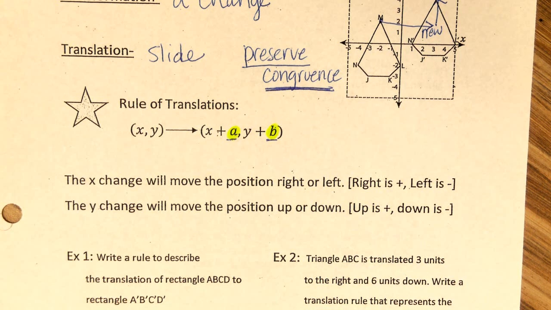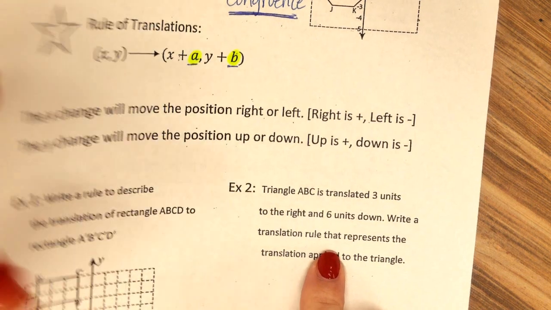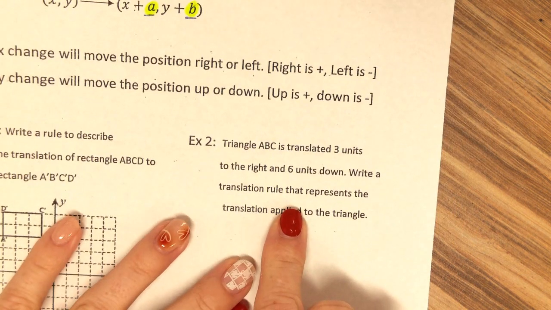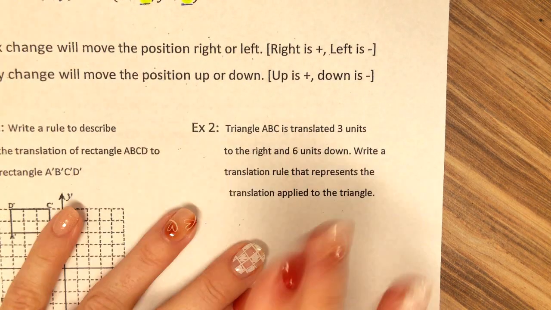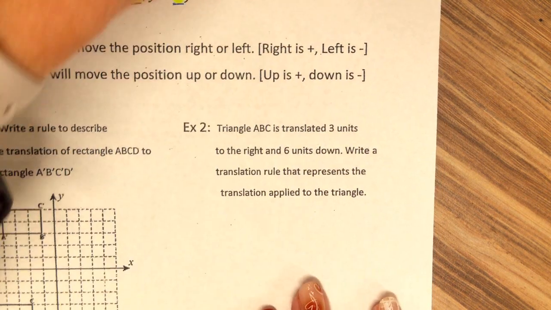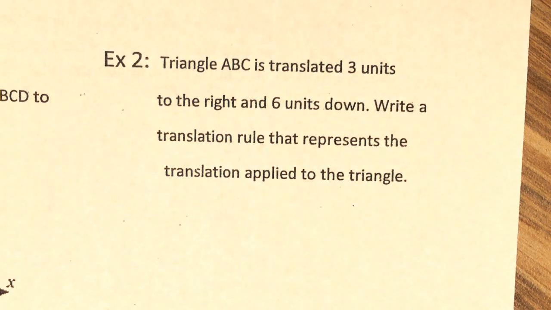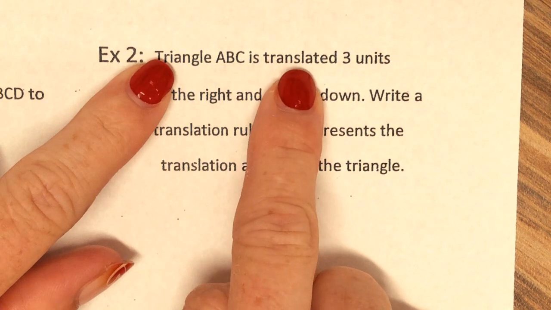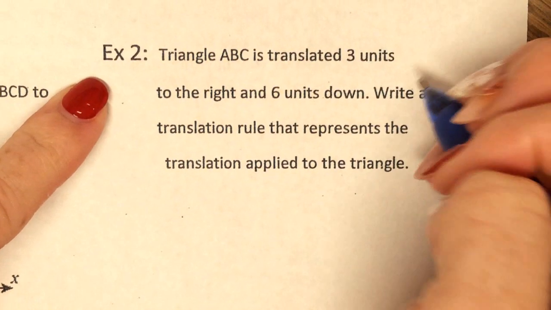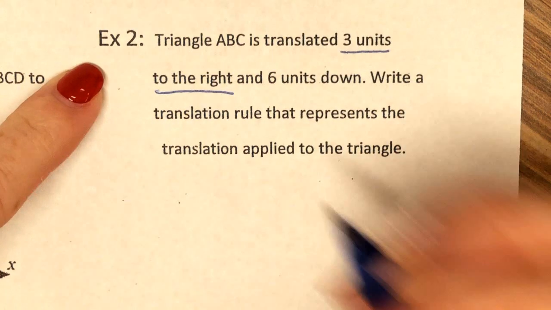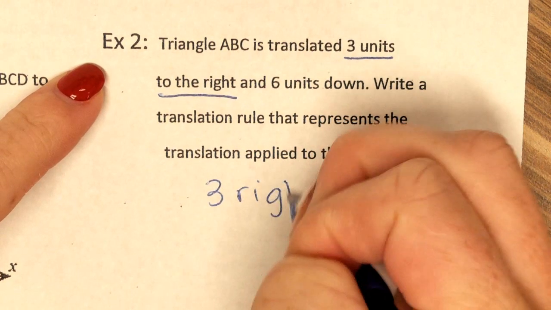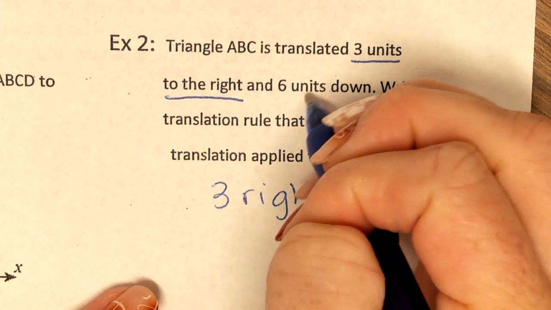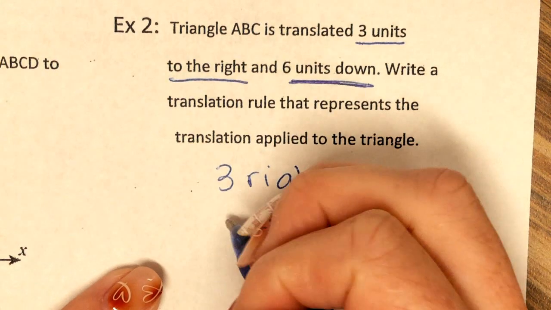Okay, this is how easy this is. We're going to do this example first to show you how easy it is. So everybody skip example 1. We're going to come back to it. We're going to do example 2. And this is exactly what your assignment's going to look like. So pay attention. I'm telling y'all it's easy. Here we go. Triangle ABC is translated 3 to the right. Write that down. 3 right. Where else is it translated? 6 down. Write that down.